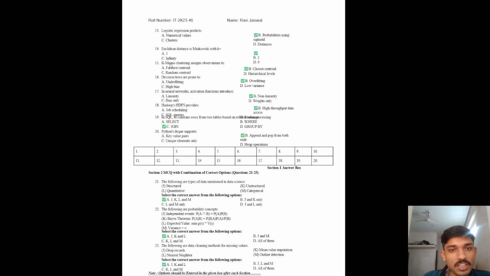So 15th one is: k means clustering assigns observations to. The k means clustering algorithm assigns its observations to the point which is the closest centroid.